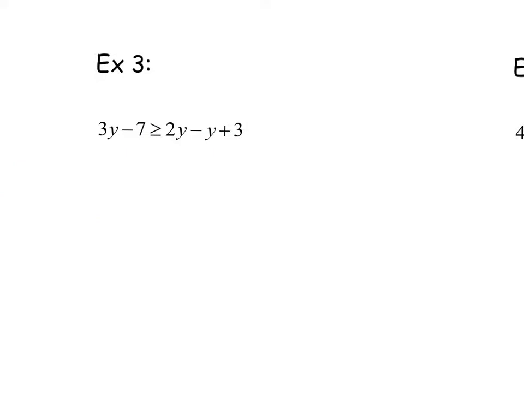Okay, example 3, write the problem down. Notice that we have y's on both sides, and it looks like we need to combine like terms over here. So I'm going to get started by combining like terms. So I'll bring the left side down, no changes. And then if I subtract 2y minus 1y, I get 1y plus 3. Now I need to get my variables together, so I'm going to subtract 1y from both sides.